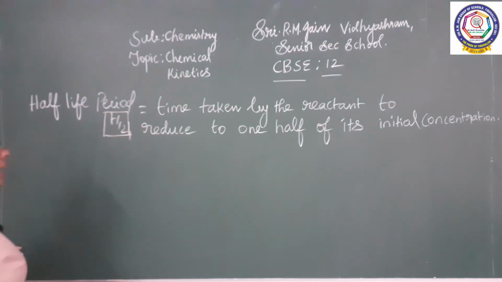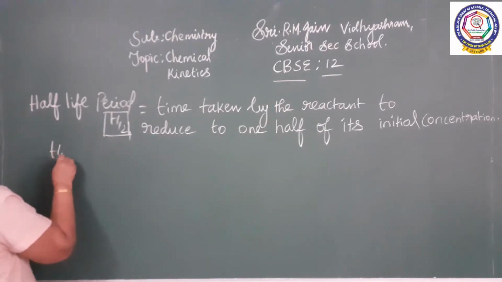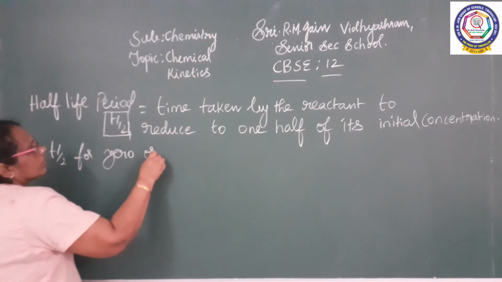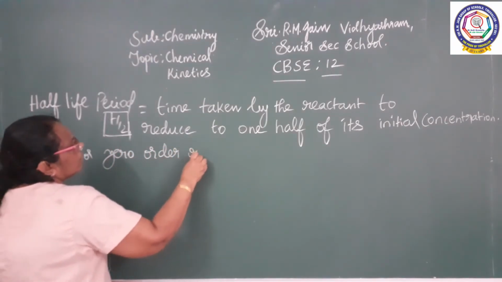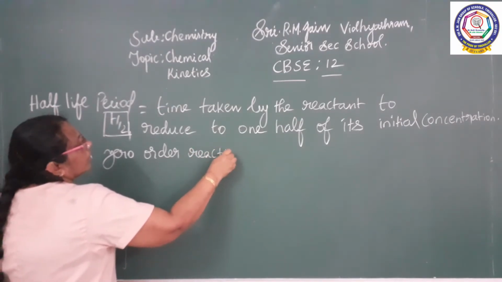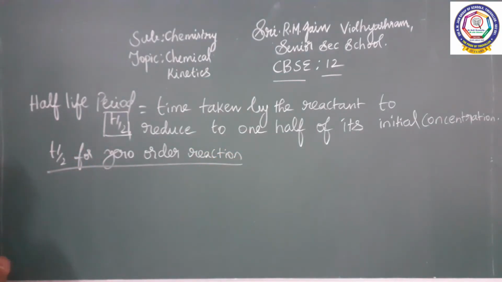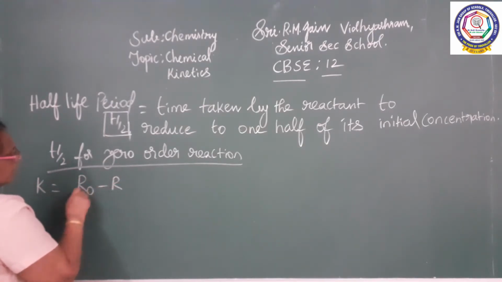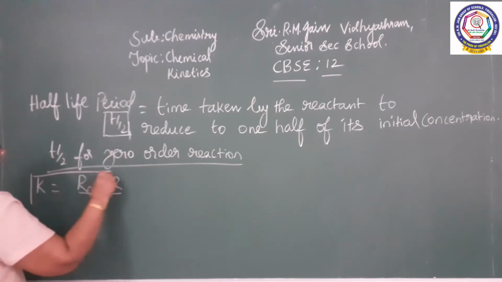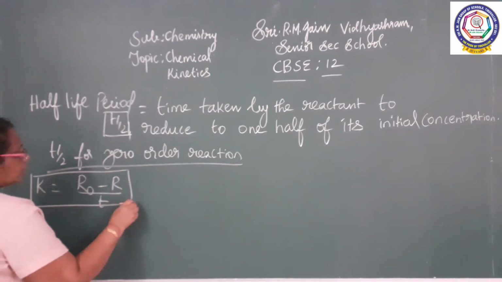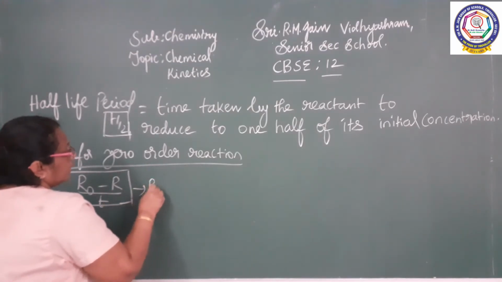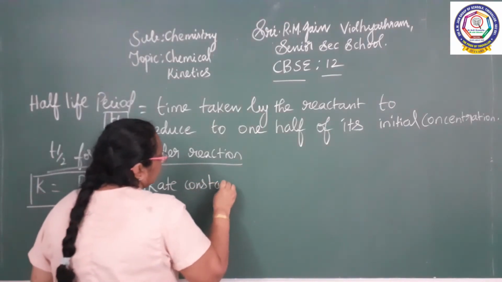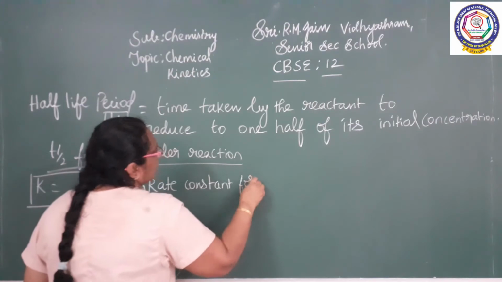So we are going to derive T half for zero order reaction. What is the T half for zero order reaction? Already you know that K is equal to R naught minus R divided by T. This is the rate constant for zero order reaction.